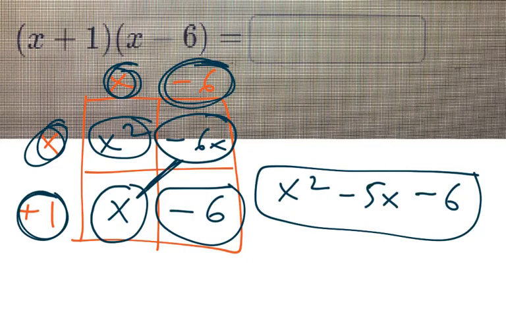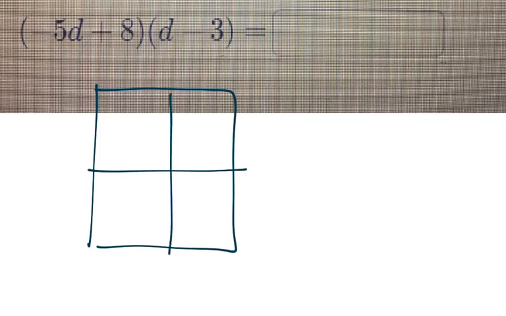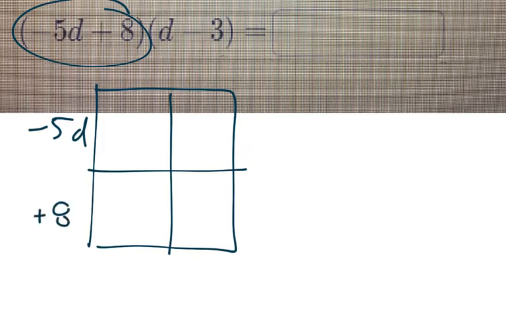All right, let's see what the next problem I put on here is. I did one more of these because of the negative in there in the front. But again, guys, we're first going to set it up. And I'm going to put this down the side: minus 5d with a positive 8. Watch your signs. And this across the top: d with a minus 3. Each row and column, again, gets their own. Each variable or term gets their own row or column.